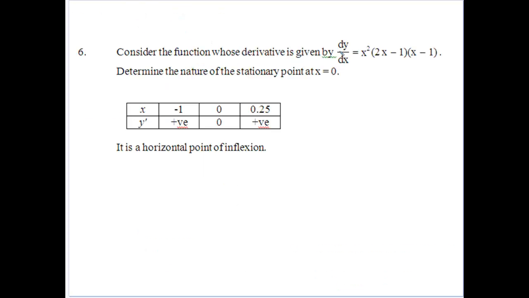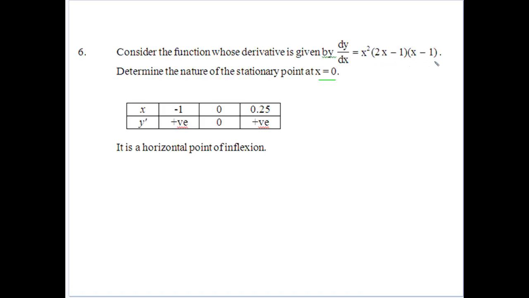So if we consider this function here in question 6, dy/dx = x squared (2x - 1)(x - 1). What's the nature of the stationary point at x is equal to 0? Okay, we know that we're going to get a stationary point at x is equal to 0. So how do we determine the nature? Well, we test either side of it.